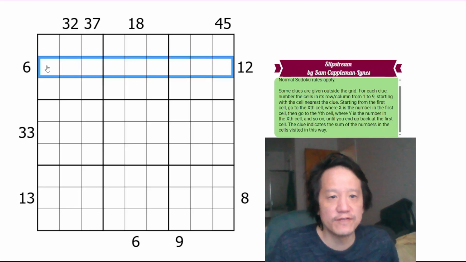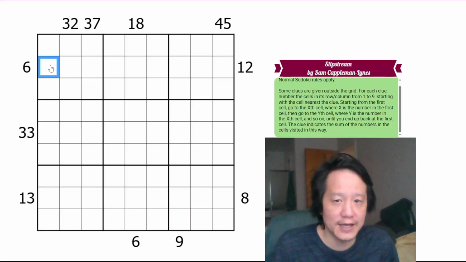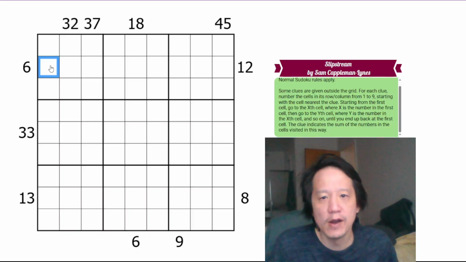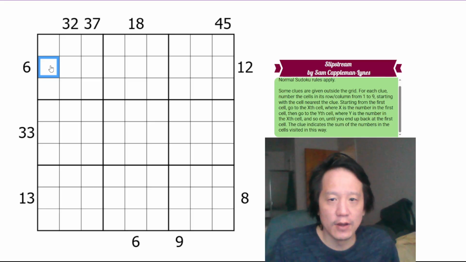So starting from the first cell, we go to the X cell, where X is the number in the first cell. Then go to the Y cell, where Y is the number in the X cell, and so on until you end up back at the first cell. And the clue indicates the sum of the numbers in the cells visited in this way.